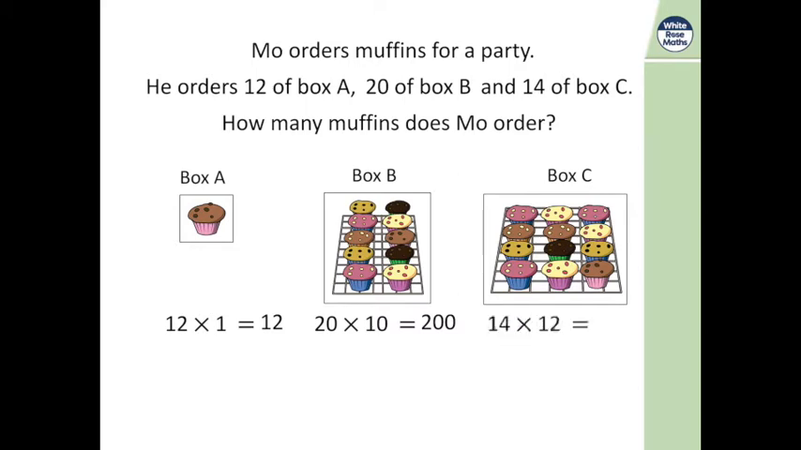If he orders 14 of box C, there are 12 in each box of box C, so our calculation is 14 times 12. If we know that 14 times 2 is 28, and 14 times 10 is 140, we can add them together to get 168. So what we did there was partition 12 into 10 and 2, and then put them back together. Finally, add them all up. 200 plus 168 plus 12 gives us 380.